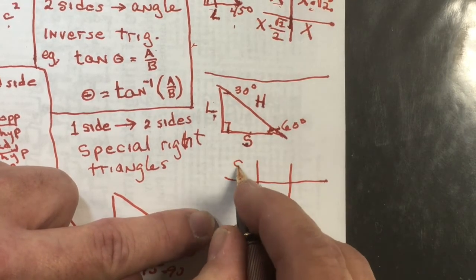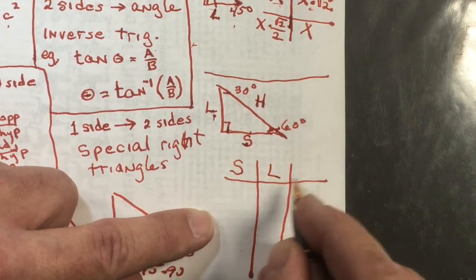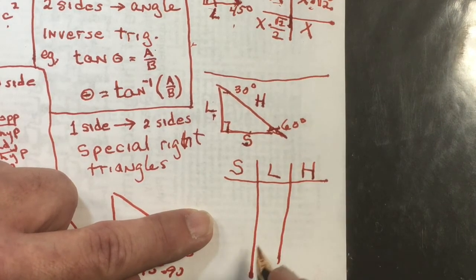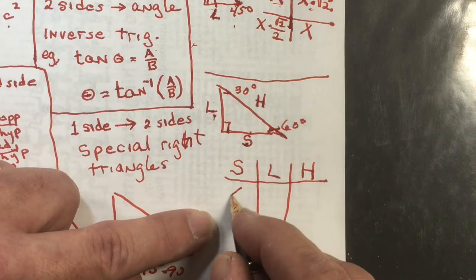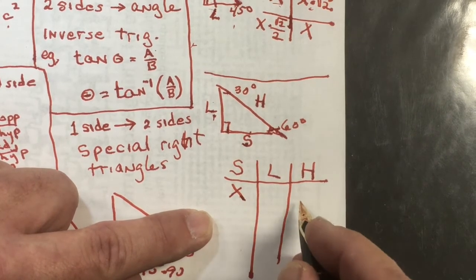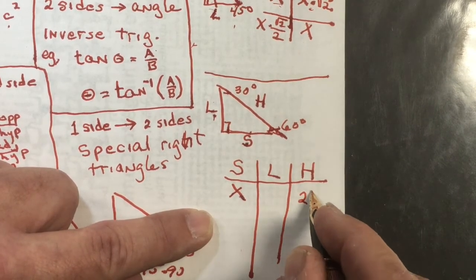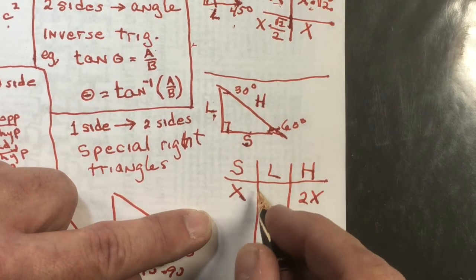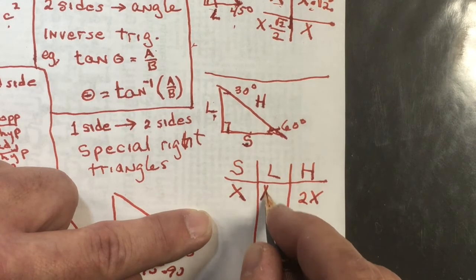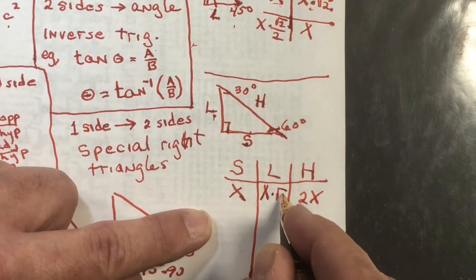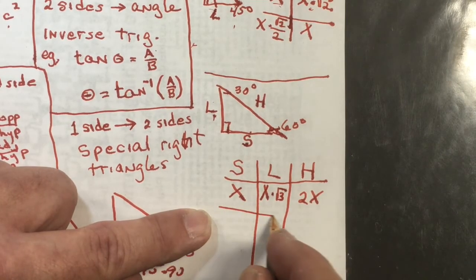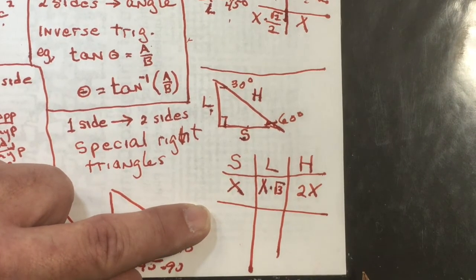I can give you the short leg, the long leg, or the hypotenuse. If I give you the short leg, the hypotenuse is twice as long, so you multiply it by 2. And the long leg is that number times the square root of 3.